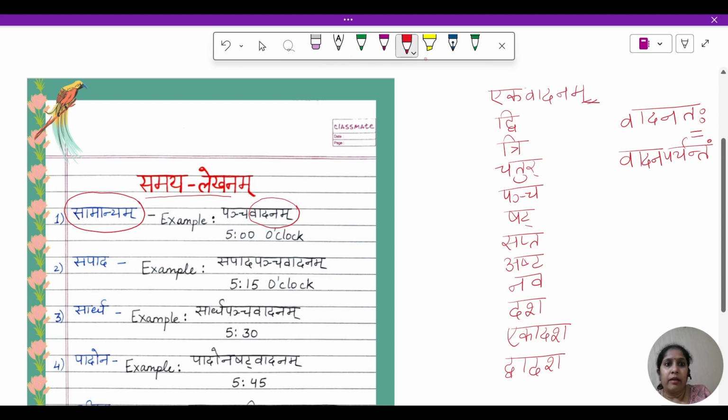It will be Ekvadanam, which means 1 o'clock. Dvivadanam means 2 o'clock. You just have to add the word Vadanam after every number, so that it becomes o'clock. If we want to say 3 o'clock, it will be Trivadanam.